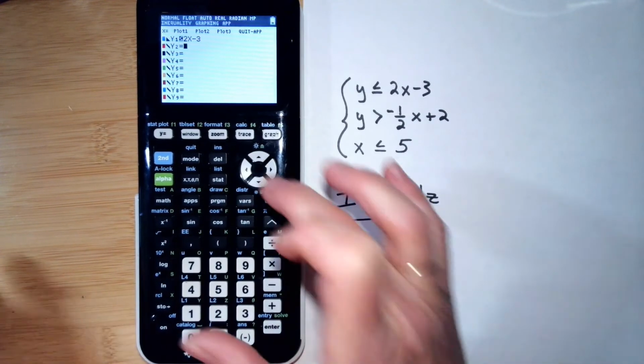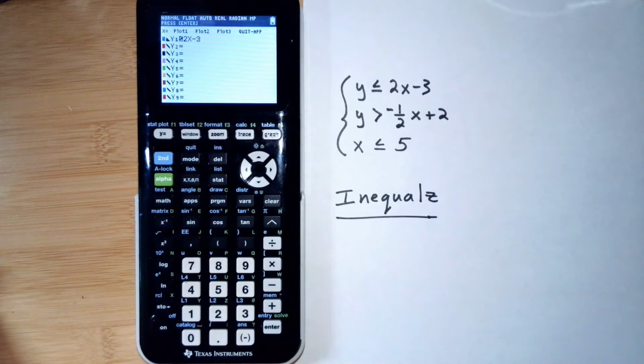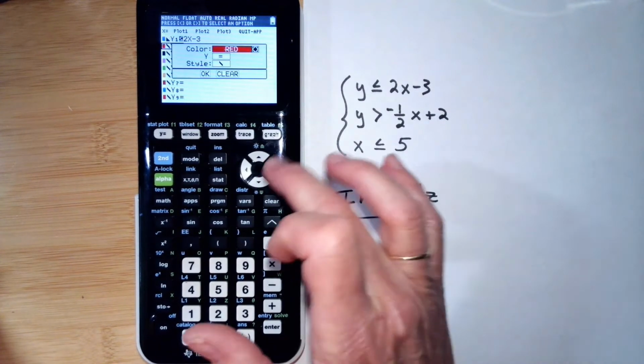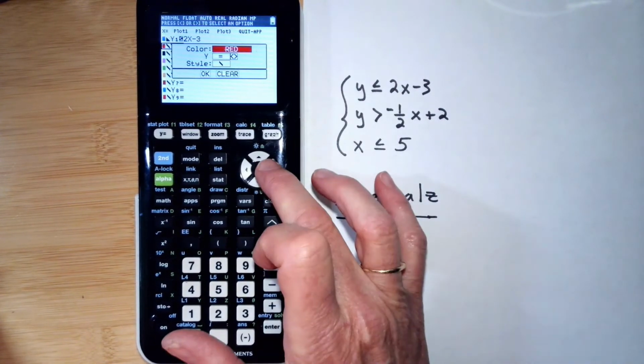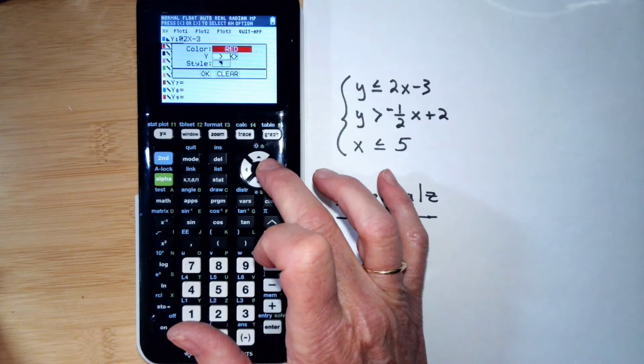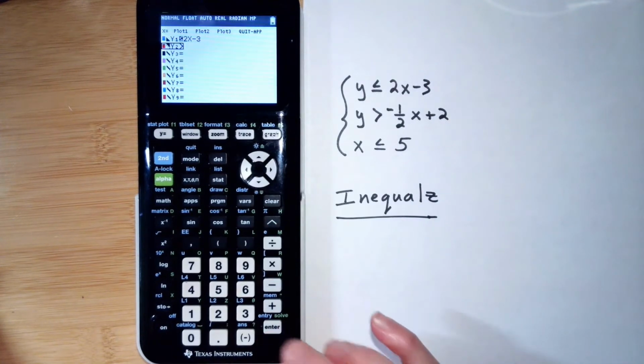Hit the down button. We're going to repeat the process. Go left until you see that box. Hit enter. Red is fine. This one I want it to be greater than. Once I get that, I hit enter and OK.